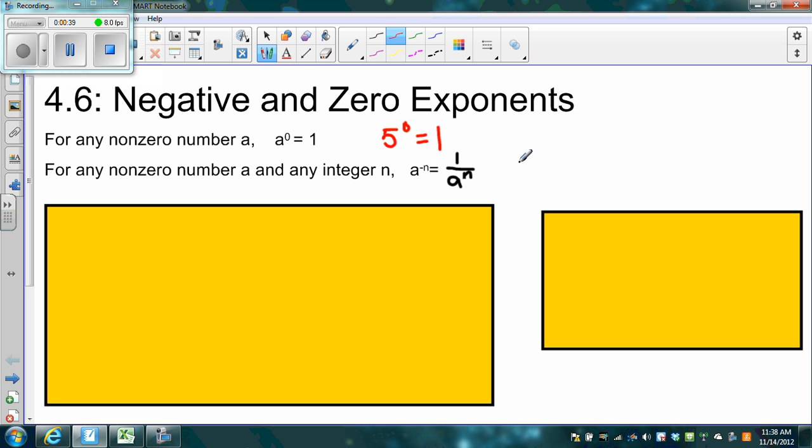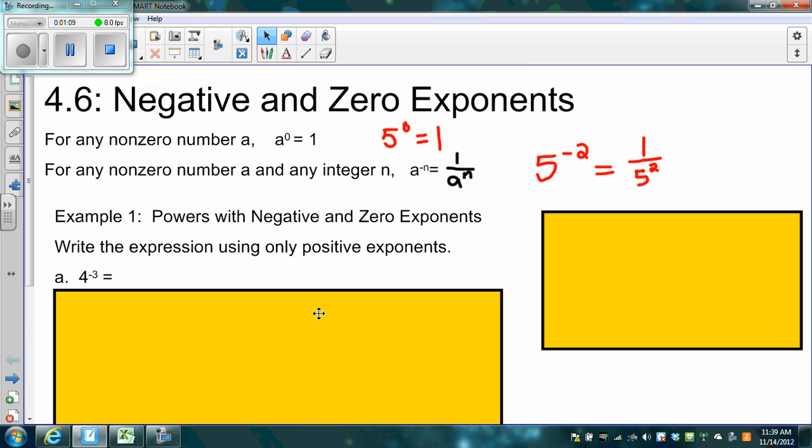The other is anytime you have a non-zero number, so we'll use a again, and any integer. So if we had 5 to the negative 2, it's equal to 1 divided by 5 squared. We lose that negative sign when we make this into a division. So that's the other key component you're going to need to know, and we're going to do some practice with this. It's converting this negative exponent into a positive by putting it on the bottom of a fraction.